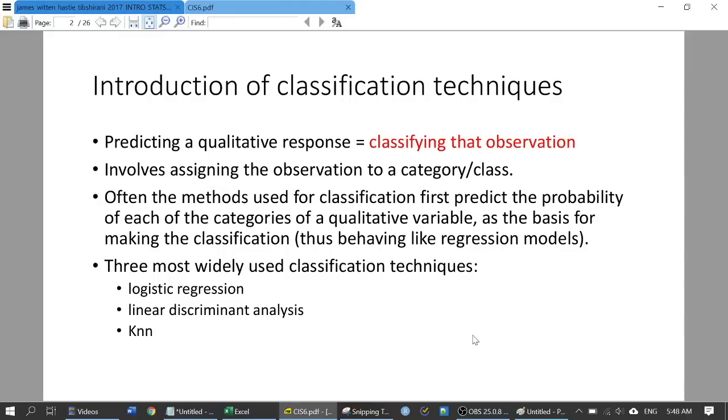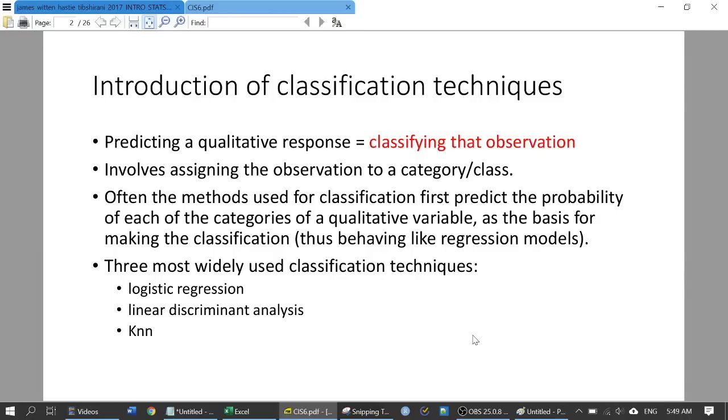What it means here is that it behaves like regression models, where you regress some categorical variable over the predictors, and then you try to predict what the probability would be. Based on the probability value, we assign whether this observation belongs to any one of the categories that we are interested in.